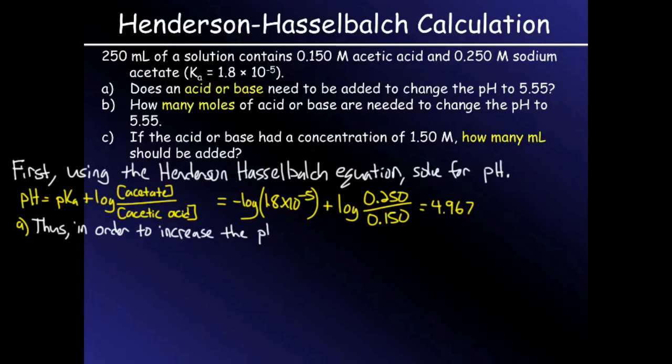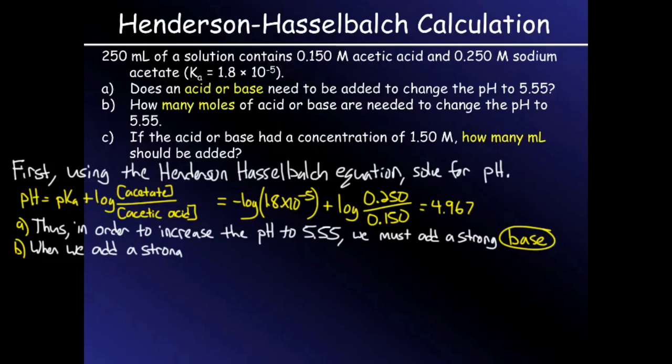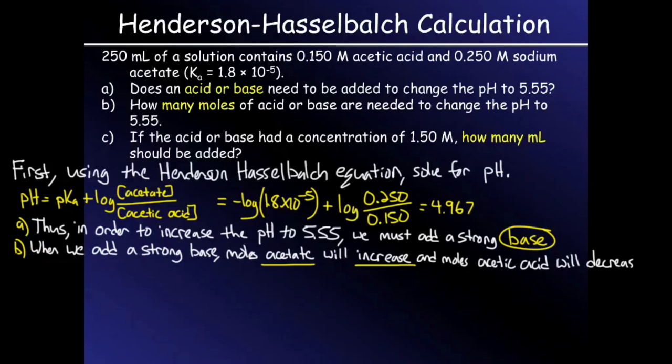So in order to achieve a pH of 5.55, which is higher than this, the only way to increase pH is to add a base. When we add the base, we are going to decrease the weak acid concentration, the acetic acid concentration, but increase the weak base, the acetate concentration.